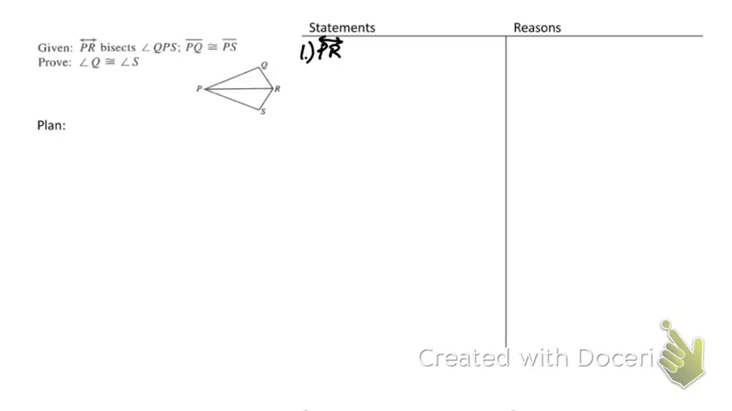PR bisects angle QPS. That is my given. Now, without reading anything else, I'm going to explain what that means. Because you better believe if I put it as a given, it's important to you. So you don't have to read the whole thing and decide how you're going to use it. Most of the time, we can go to our step 2 right off the bat and say why that's important.